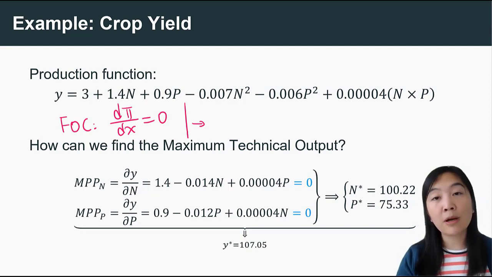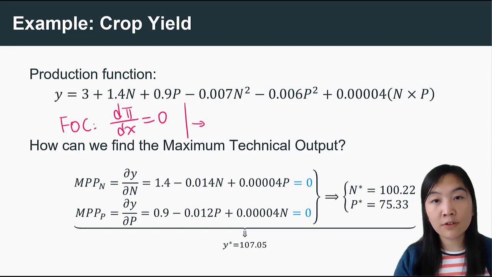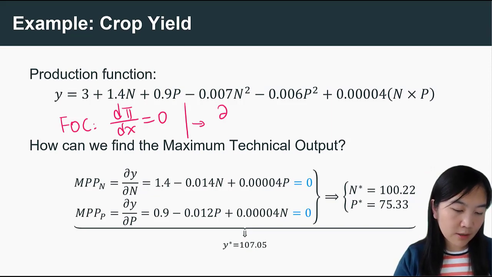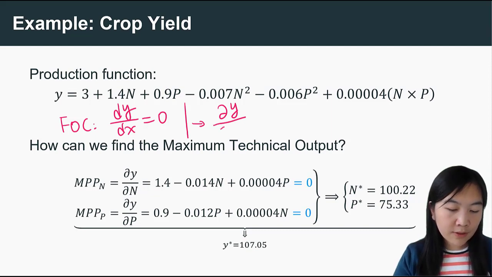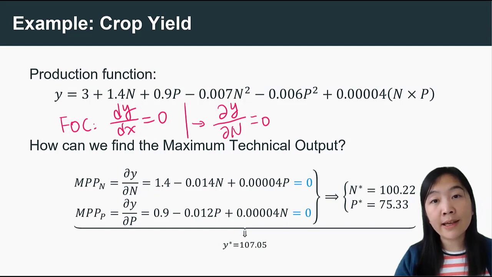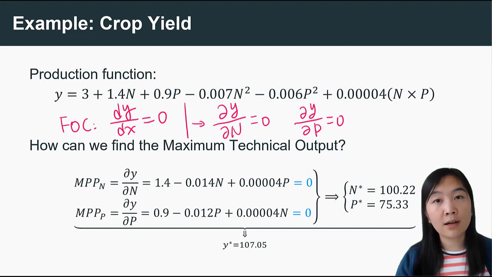The first order conditions depend on how many variable inputs you have. If you have two variable inputs, there are two first order conditions. If you have n variable inputs, there will be n first order conditions. So here, the two conditions will be the partial derivative of y with respect to x1 equal to 0, and another condition, the partial derivative of y with respect to x2 equal to 0. And the partial derivatives are, again, what we have just defined. It's the marginal physical product.